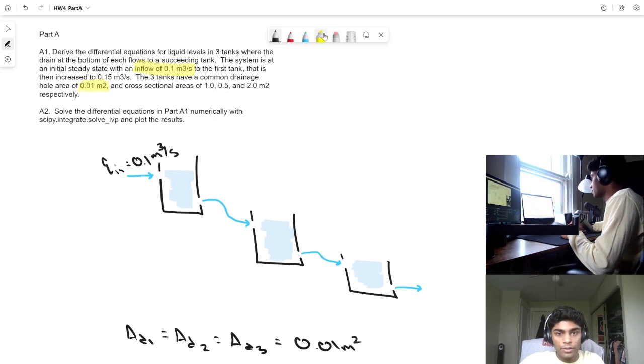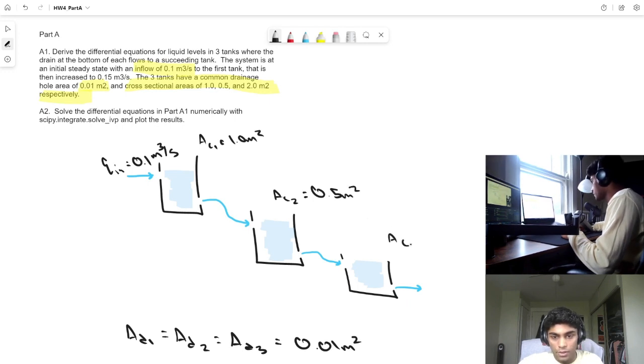And the cross-sectional areas are as follows, respectively. AC1, which is the cross-sectional area of this tank, is equal to 1.0 meters squared. AC2 is equal to 0.5 meters squared. AC3 is equal to 2.0 meters squared.